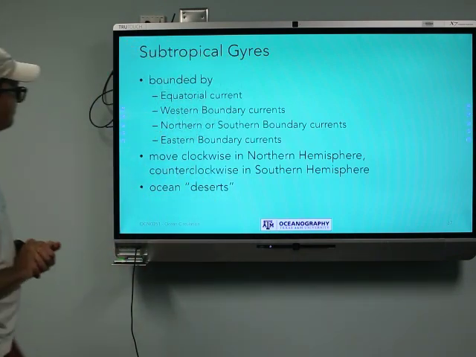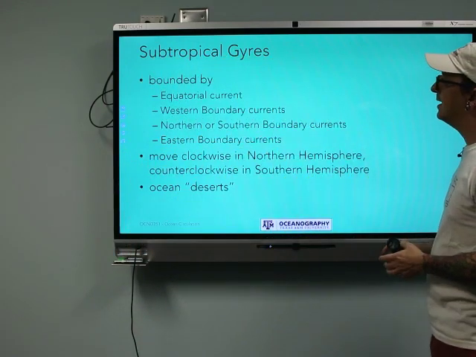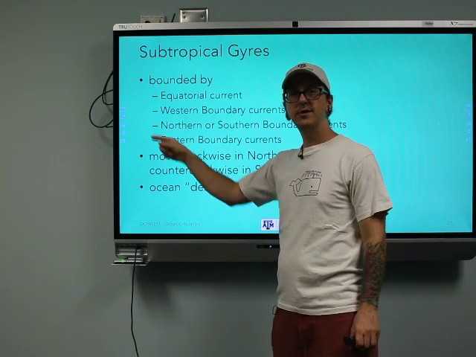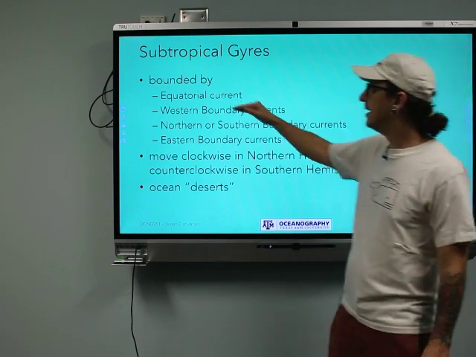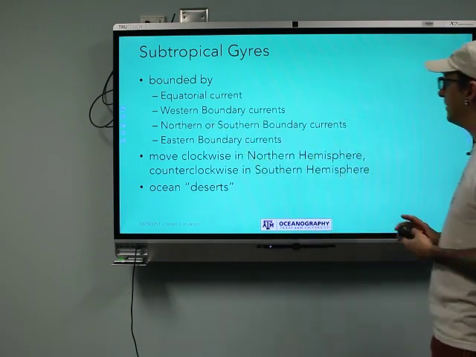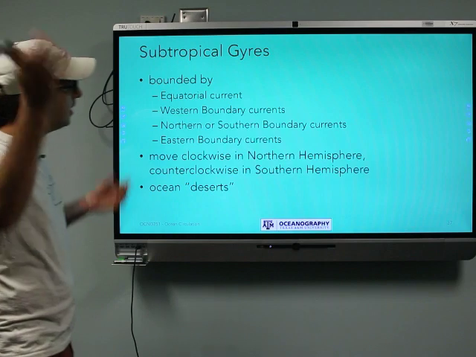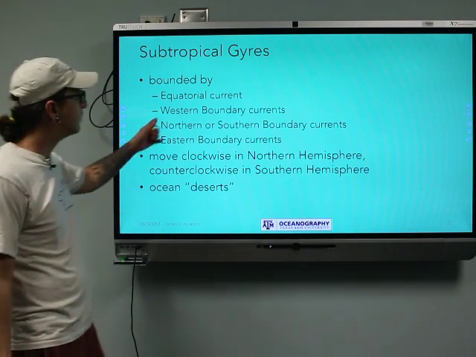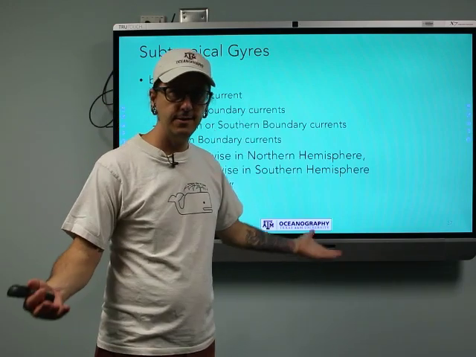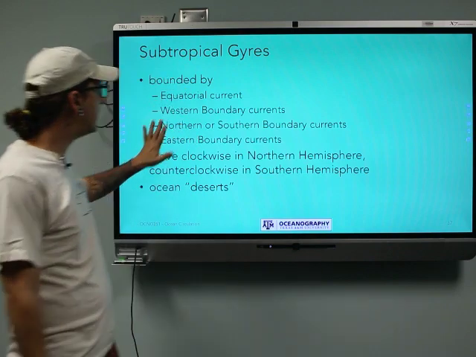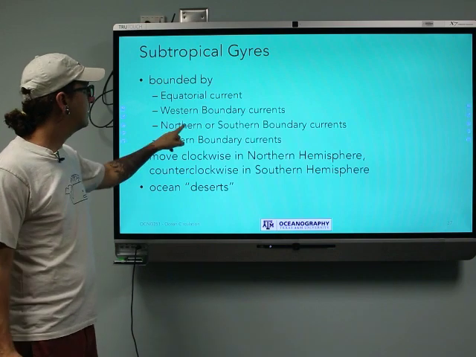So in general, subtropical gyres are bounded by the equatorial current on one side. Depends on if they're in the northern or southern hemisphere, which side these things all are. But they're bounded by an equatorial current, the western boundary current, a northern or southern boundary current, and an eastern boundary current. And you're like, Professor Sylvan, are you serious about that? Of course, they're bounded by the currents that are the four sides of the pointy compass thing, right? What else would they be bounded by? All right, touché, whatever. So basically, they're bounded by currents that have directions attached to them.